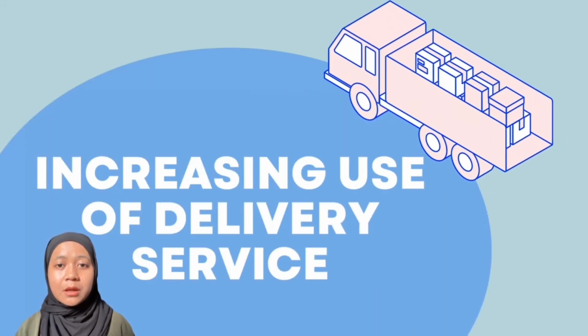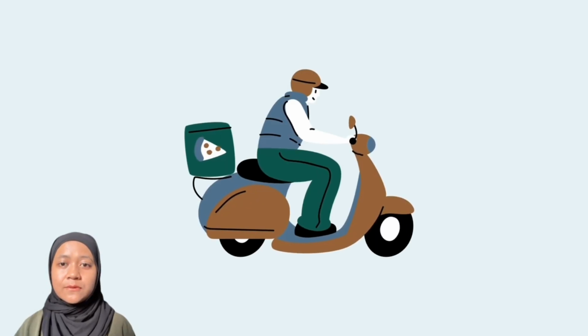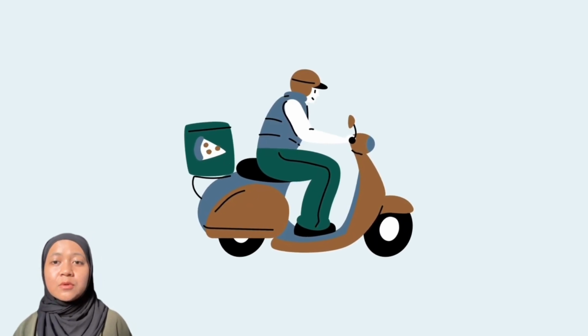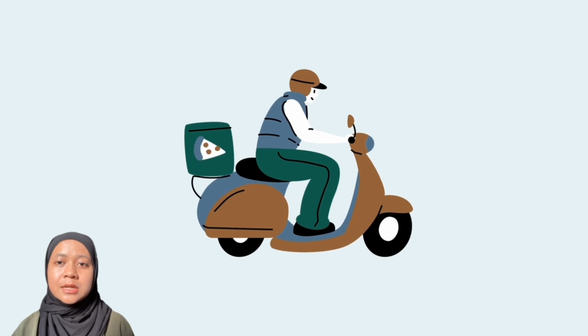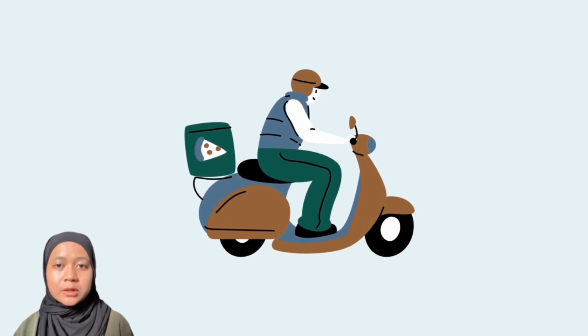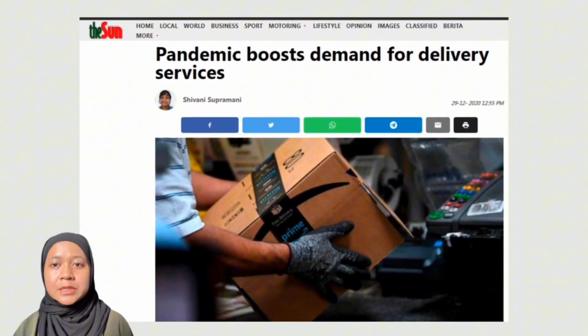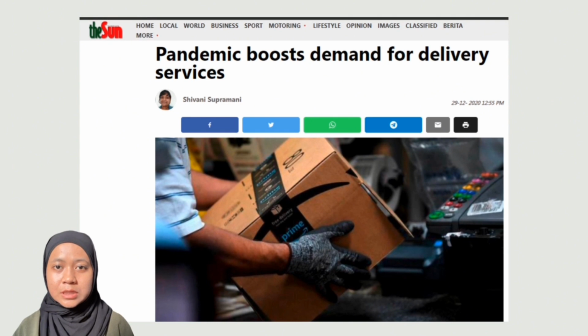Next evidence is increasing use of delivery services. During the pandemic, home delivery services saw a significant rise in demand. People who wanted food and other products delivered to their doorsteps during lockdown increased the demand for delivery services like Foodpanda, Grab, and Lalamove. Grab has relocated more than 100,000 drivers from its e-hailing service to its delivery business in order to meet the rising demand across the country.